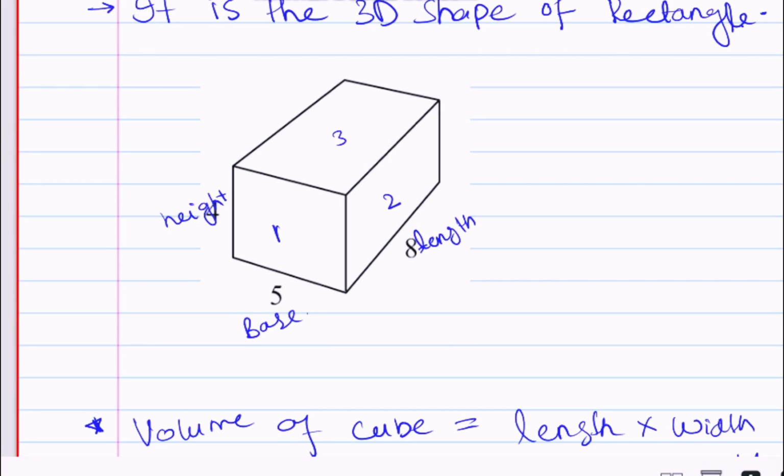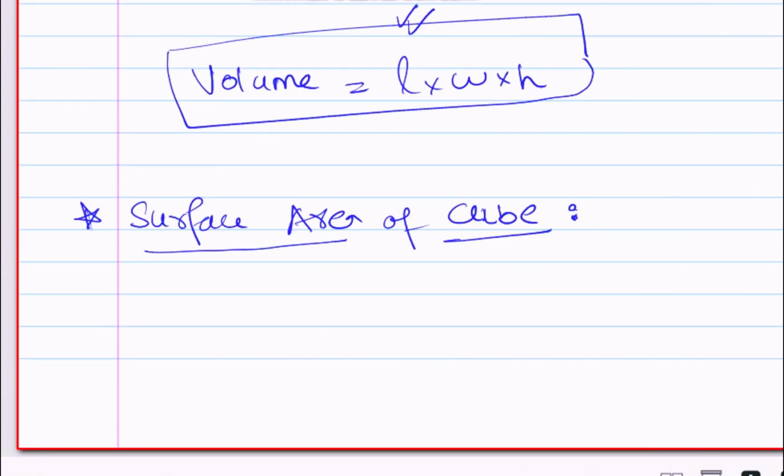Okay, let me count this one. This one will be opposite to this. One, two, three, four, five, six. Okay, there are six faces. So we know that there are six faces. Now to find the surface area, we have to find the area of all these six faces. This is a very important thing.